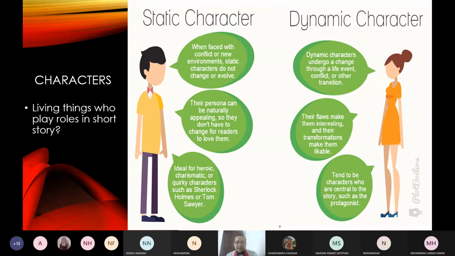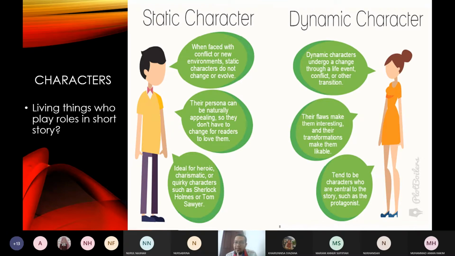Alright, their persona atau characterization can be naturally appealing, so they don't have to change for us to love them. Alright, ideal for heroic or charismatic or quirky characters such as Sherlock Holmes or Tom Sawyer. Selalunya watak-watak hero ni dia static. Tapi tak semestinya, you kena baca balik short story yang diberi nanti.